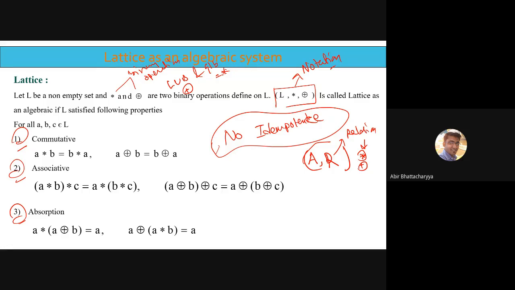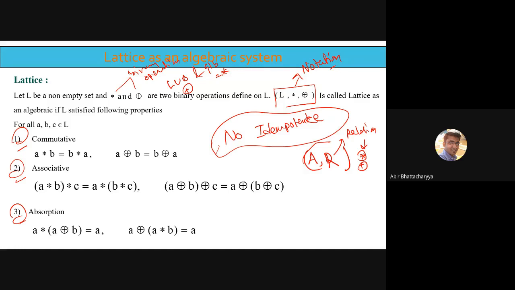Whenever we have the relation R equals D, D is another standard relation, D means divides. Then GLB becomes GCD and LUB becomes LCM. Whenever we have subset as a relation, then GLB becomes intersection and LUB becomes union. These are the few things you have to take care of whenever we have A, R.